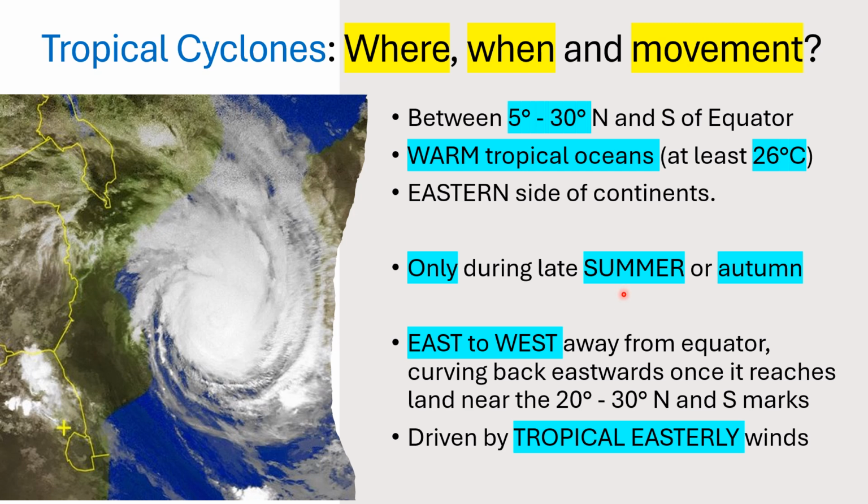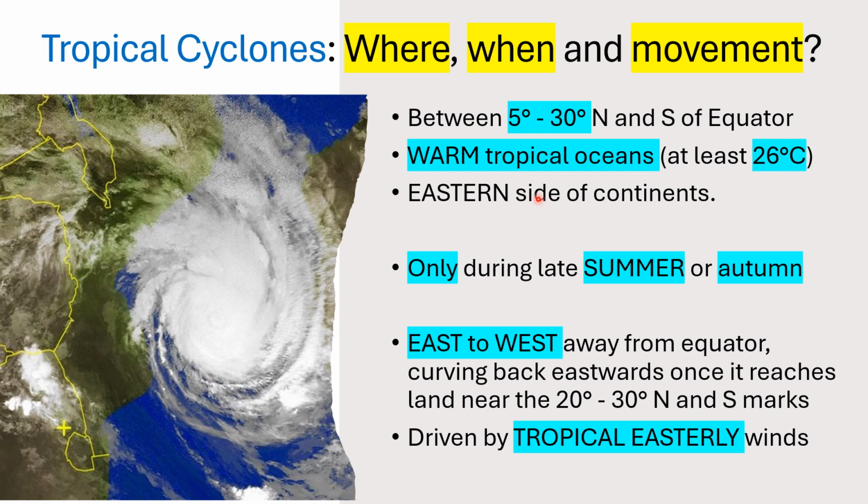As soon as a tropical cyclone appears on a synoptic weather map, that is another indicator that the map represents a summer situation. Tropical cyclones travel from east to west away from the equator. They curve back eastwards once they reach land at around 20 to 30 degrees north and south of the equator. These tropical cyclones move from east to west because they are driven by the tropical easterly winds that blow within that band on the Earth's surface.